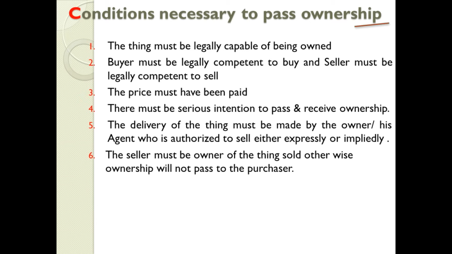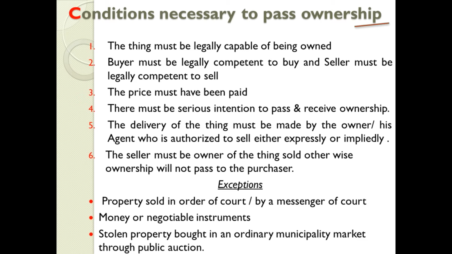This condition that the seller must be the owner of the thing sold has got exceptions. The first exception is property sold in order of court or by a messenger of court. Money or negotiable instrument is the other exception. The stolen property bought in an ordinary municipality market through public auction. Those are our exceptions.